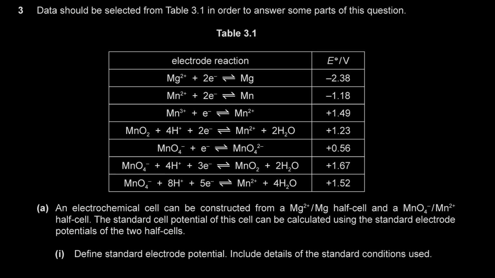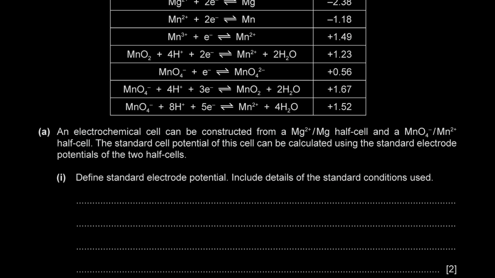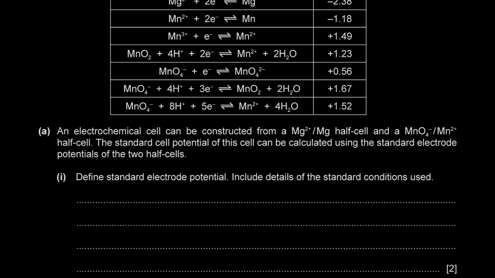So here we have question number 3. Data should be selected from table 3.1 in order to answer some parts of this question. They've given us this table of standard reduction potentials, or standard electrode potentials. An electrochemical cell can be constructed from a Mg2+|Mg half cell and a MnO4-|Mn2+ half cell. The standard cell potential of this cell can be calculated using the standard electrode potentials of the two half cells. Define standard electrode potential. Include details of the standard conditions used.